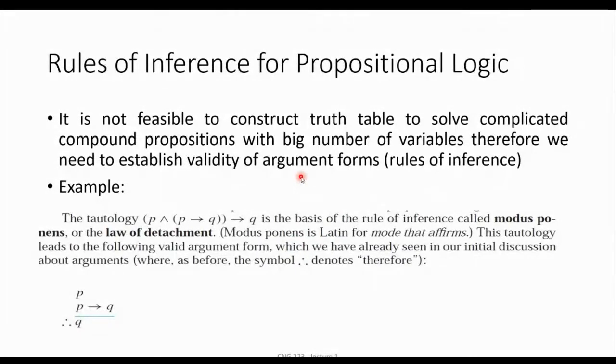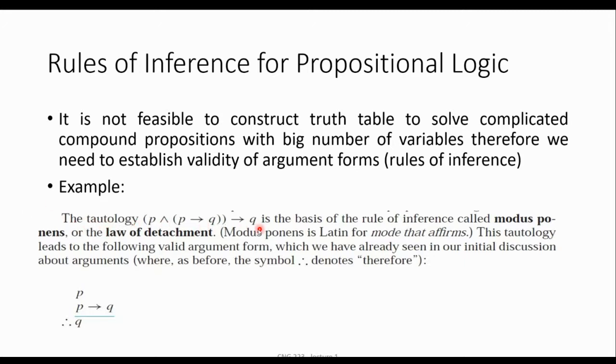Now, let's take a look at rules of inference for propositional logic. We continue with an example. So the tautology here, what do we mean by tautology? Let's remind ourselves. It means that if you have the truth table for this expression, all the time you will receive true in the final column, right? So if you consider this one as a compound proposition, then in the last column of your truth table, you will see it will always lead to true at the end. So we call it a tautology.